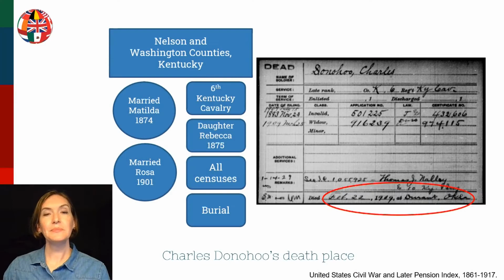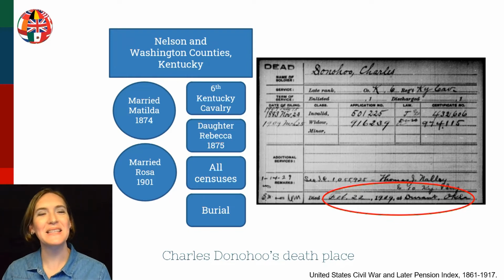However, I found one particular record, which is a pension record actually for his second wife, Rosa. And it states that he died in February 1909 at Durant, Oklahoma. Okay, Durant, Oklahoma. Why? Every other record is in Kentucky. Why is he in Oklahoma dying?